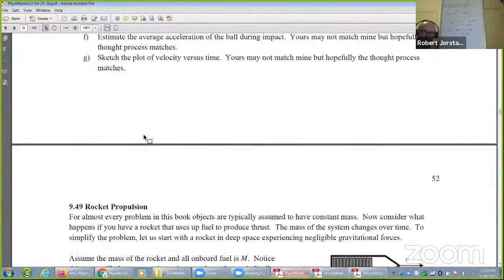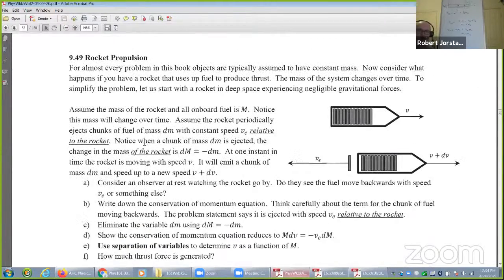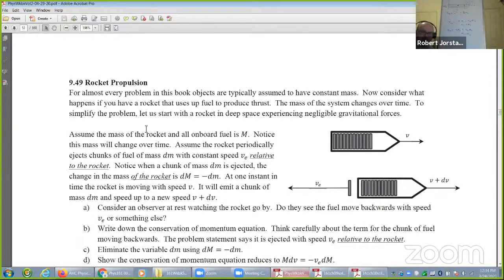We'll leave that there for you to do in homework. If you're wondering how rockets work, 9.49 is a very interesting problem. So I'm going to let you go through this on your own, but let's just start with these pictures and I'll gloss over a little bit.